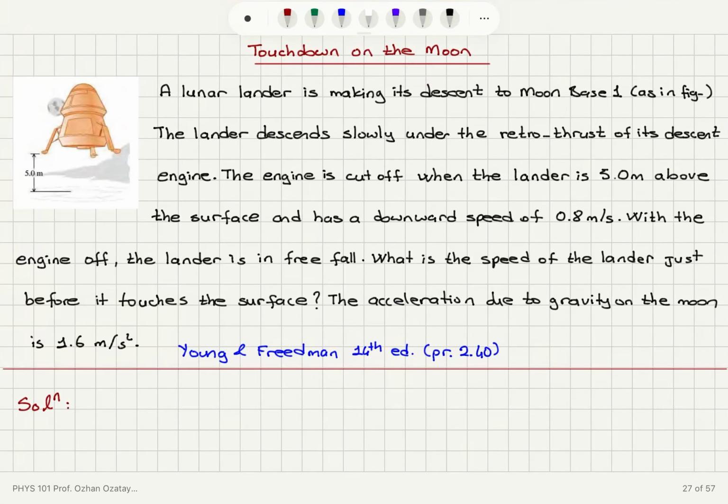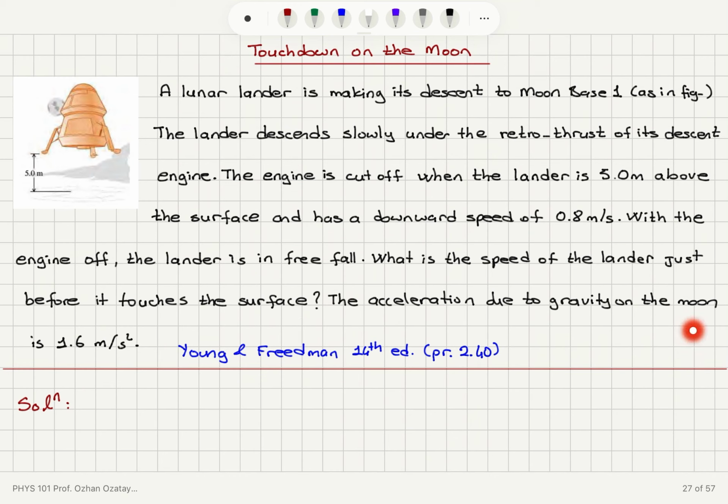Touchdown on the Moon. A lunar lander is making its descent to Moon Base 1 as shown in the figure. The lander descends slowly under the retro-thrust of its descent engine. The engine is cut off when the lander is 5 meters above the surface and has a downward speed of 0.8 meters per second. With the engine off, the lander is in freefall. What is the speed of the lander just before it touches the surface?